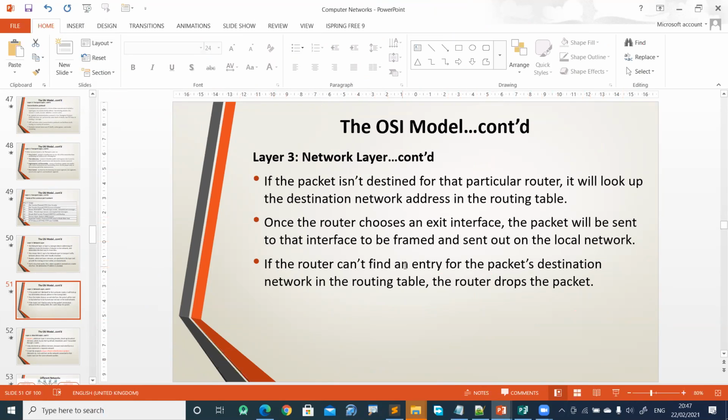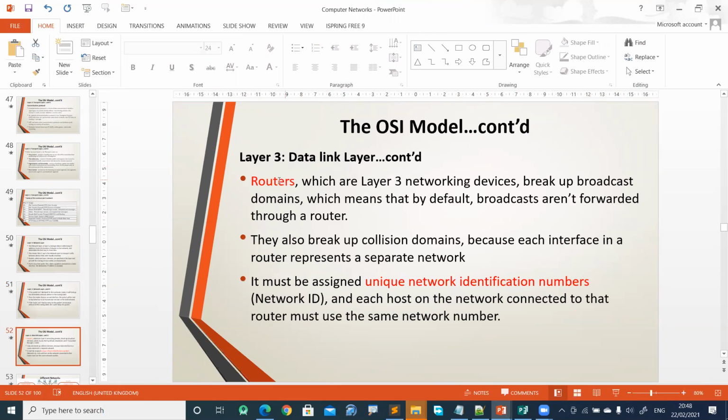Okay, if the router cannot find an entry for the packet destination, then what will happen? The router will destroy it, will damage it. That's what we mean by dropping it. Will just damage it, throw it away. So that is about this. Now, the device which works at this layer is the router, and the router is a layer 3 device. Now, there's something that we must understand about this, that a router breaks the broadcast domain.